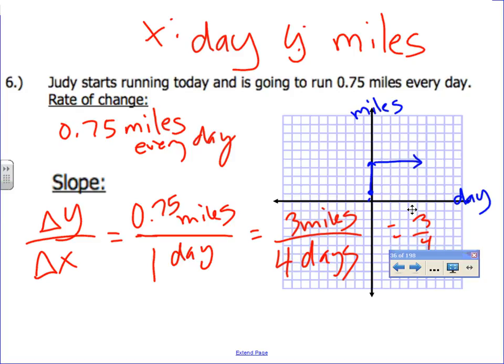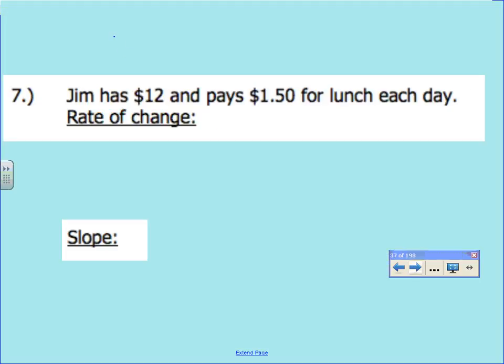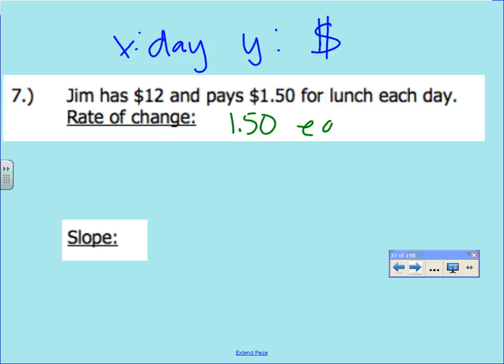Yeah. Anyone else? Okay, the last one, Kyle, what did you put for your x and what did you put for your y? Good. Okay, Nathan, what is your rate of change? Good, so $1.50 each day. That is what's changing. That is your rate of change.